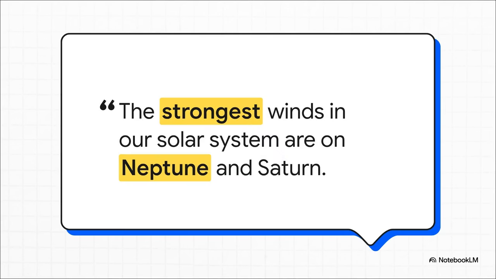Now this is a truly mind-blowing fact. As powerful as the storms on Earth can be, the strongest winds in our entire solar system are actually on Neptune and Saturn. We're talking about winds that blow at thousands of kilometers per hour. It's just incredible to even think about.